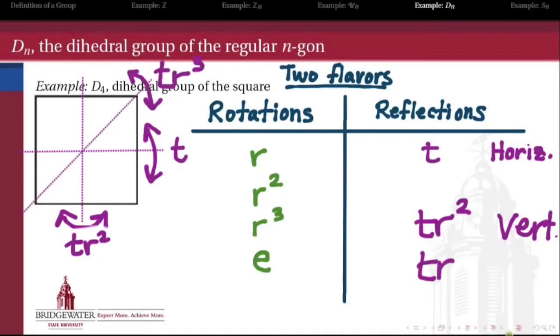Likewise, the other axes of symmetry, the two diagonals, can also be described as compositions of our basic rotation by 90 degrees and our basic reflection across the horizontal axis. And this list of 8 elements is the elements of D4.